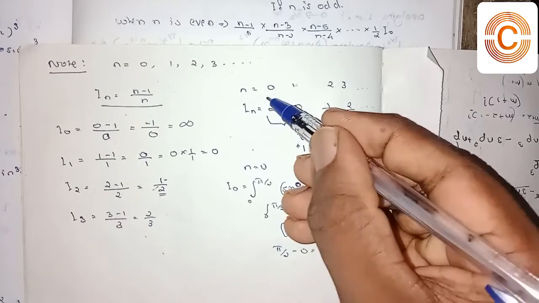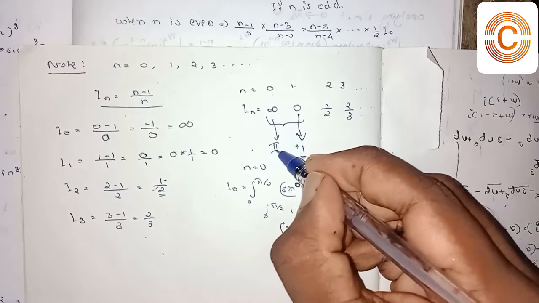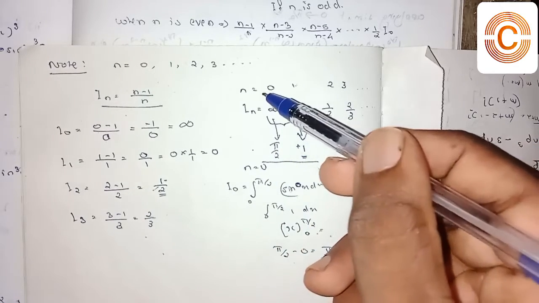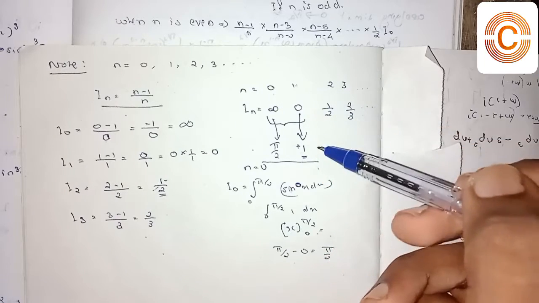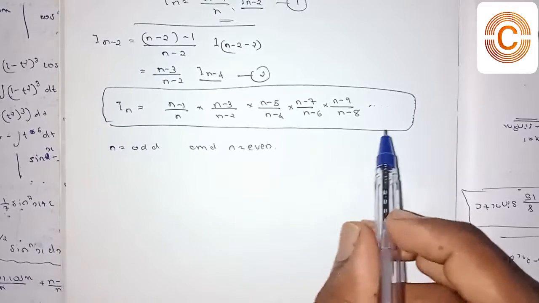That is the value for when n is equal to 0, then we get an answer pi by 2 here. Likewise we get a proper solution for when n is equal to 0 and n is equal to 1 here. So let's come back to the previous one, that is I_n is equal to a proper solution here.